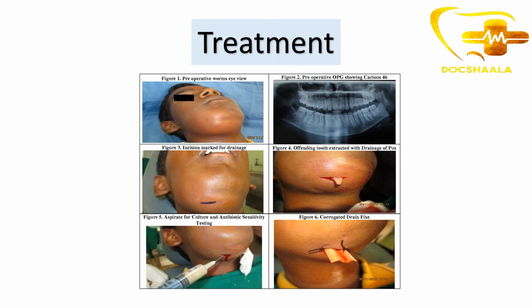Here you can see the patient presenting with Ludwig's angina. This is the dental x-ray showing the lesion. The incision is marked for drainage. The offending tooth is extracted with drainage of pus from the neck. The aspirate is sent for culture and antibiotic sensitivity testing. Then a corrugated drain is fixed. This is the method of incision and drainage for Ludwig's angina.